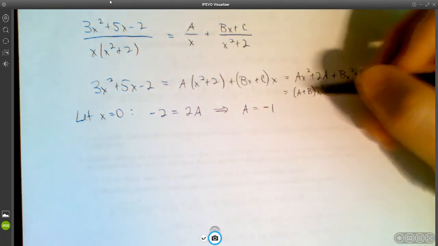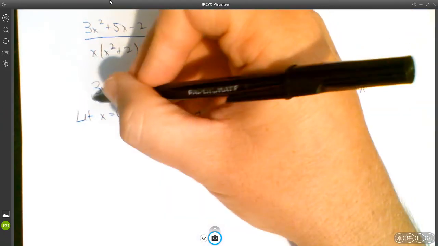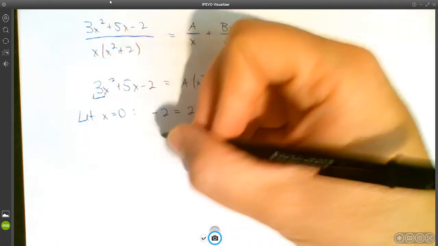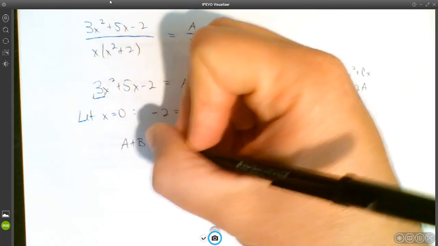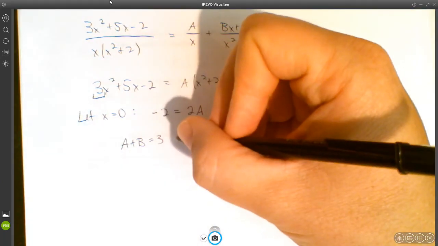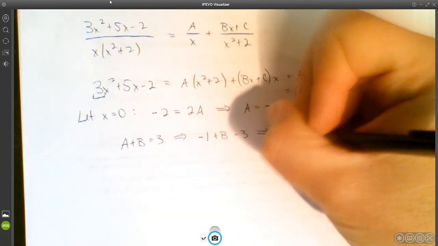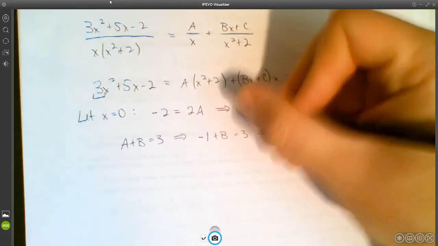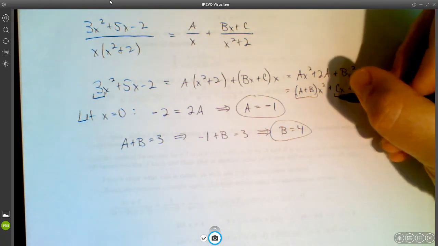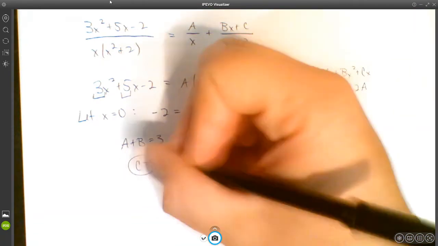So I can say the coefficient on my x squared term on the right-hand side of the equation should equal the coefficient on my x squared term on the left-hand side, so that A plus B should equal 3. Right? So I know that A plus B equals 3. And that's useful information because I know that A is -1. So really this is saying -1 plus B equals 3. Or in other words, B equals 4. Okay, so I've got A equals -1, B equals 4. And then the other coefficient that I can equate is the C, right? I know that C has to equal 5, just by equating coefficients.